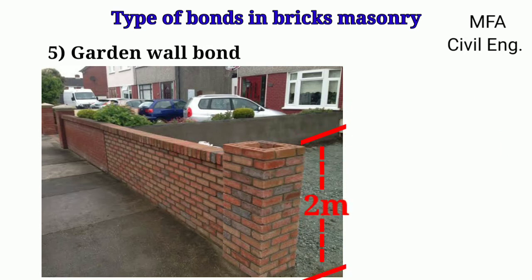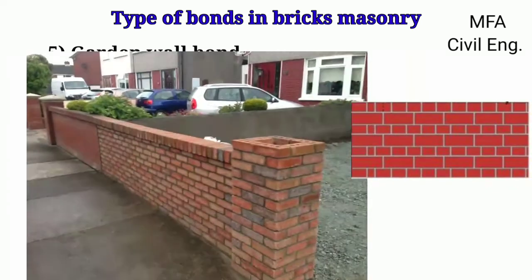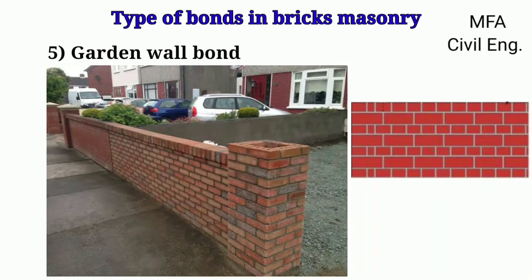The height of the wall in such a case of bond should not exceed 2 meters, and the thickness of the wall is about 1 brick thick. Like the English bond, this bond is not stronger, but it is more elegant and attractive, and therefore is sometimes used in the outer leaf construction of a cavity wall.